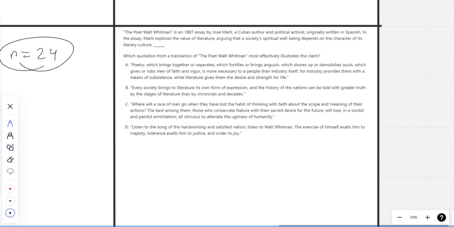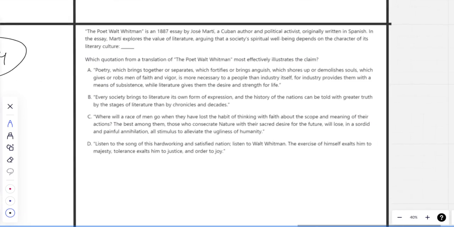Here, let me go to this. Okay, let me go to this last reading question. This is probably the most difficult one that we've got today. This one is asking, so we have a quotation from a translation of the poet Walt Whitman most effectively illustrates the claim. Okay, first I need to figure out what the claim is so I know how to support it with one of these quotes.